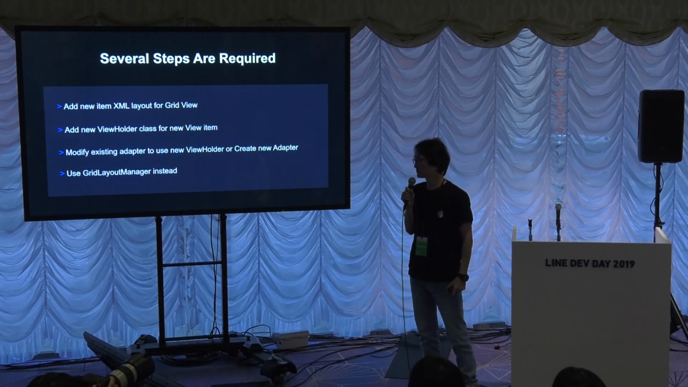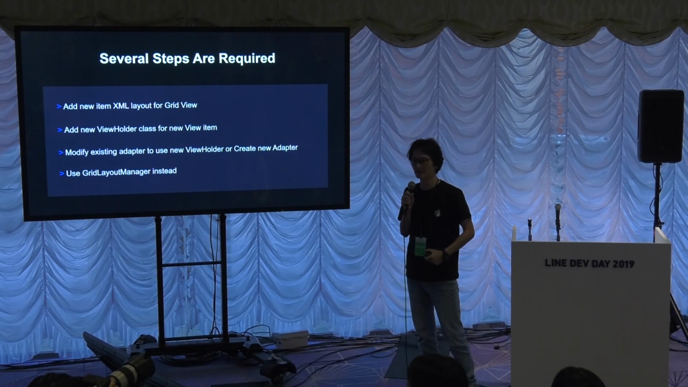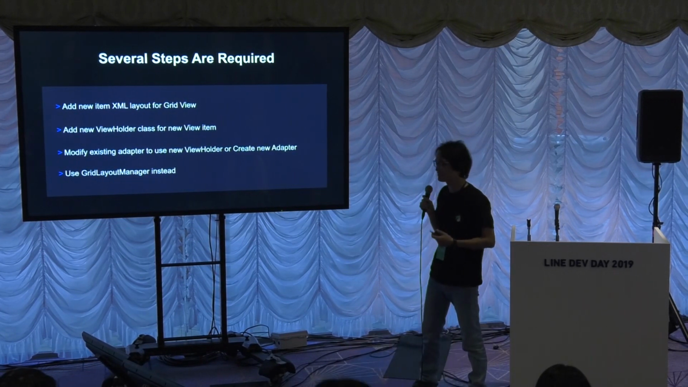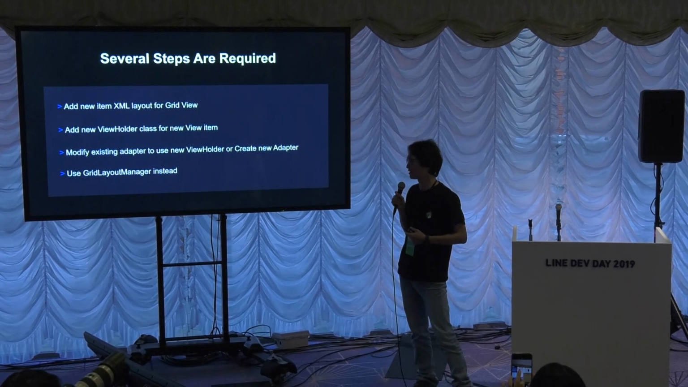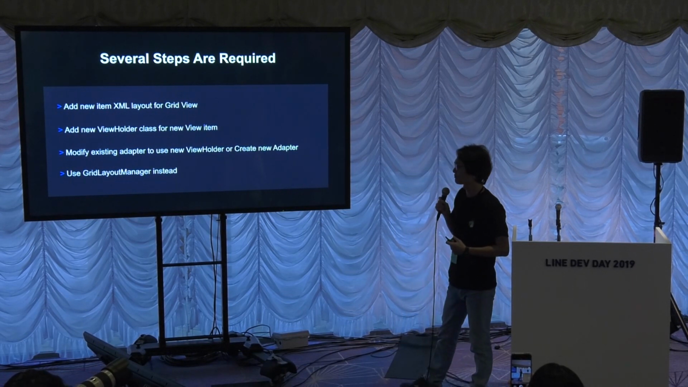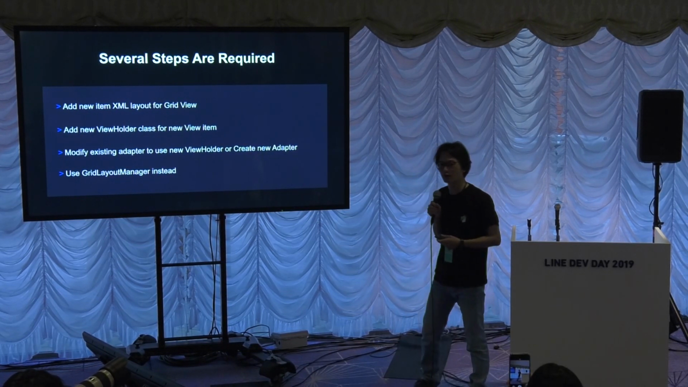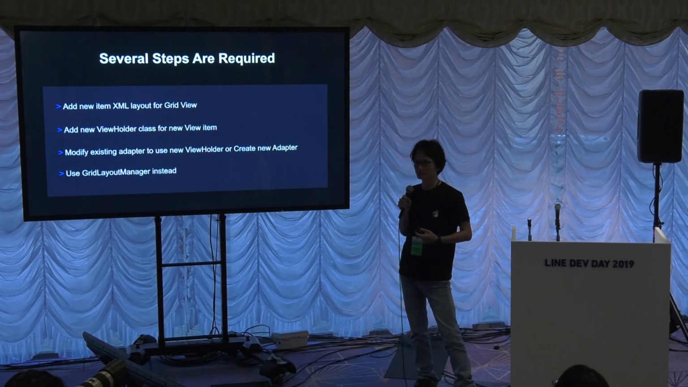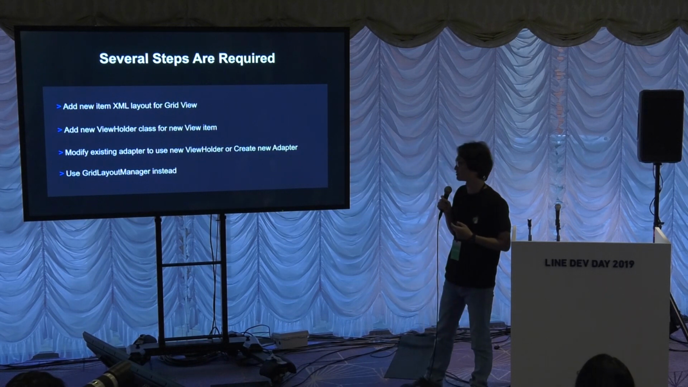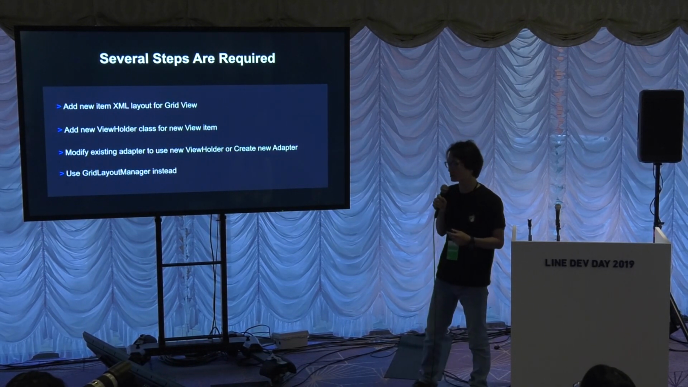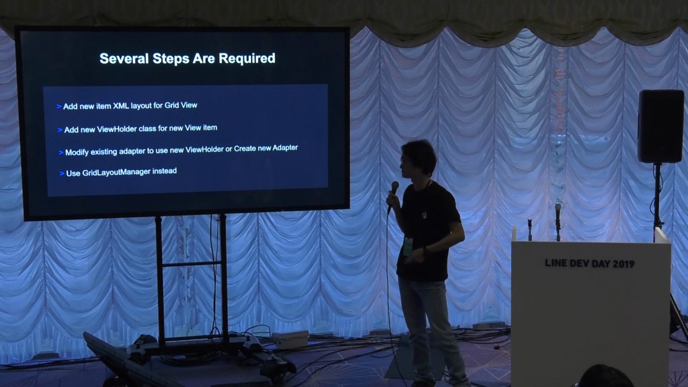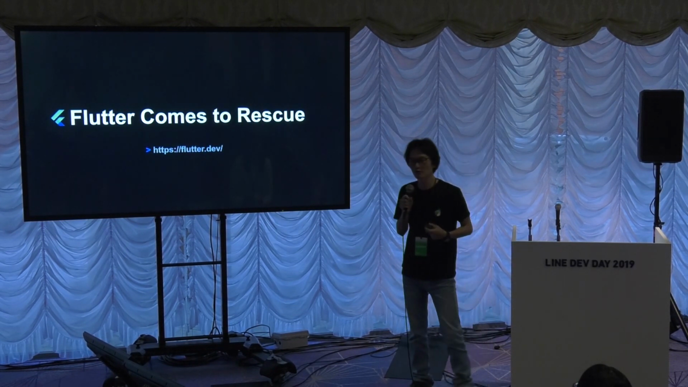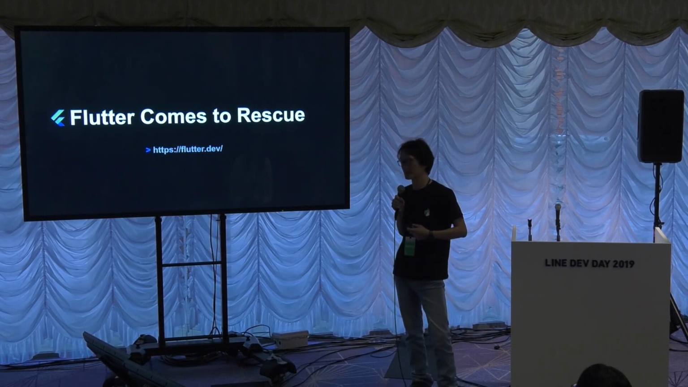At first, you have to create a new XML layout for all the view items. And then you have to create a corresponding view holder for each item. And then you have to modify the original adapter to use this view holder. Or you have to create a new adapter because you don't want to mix your original code with these testing codes. Is there a better way to create your prototype that can fix these limitations?